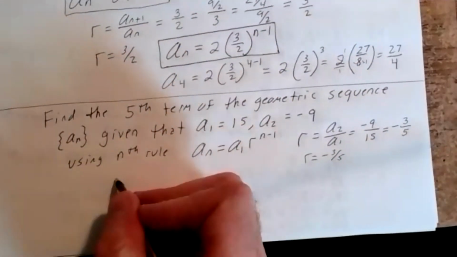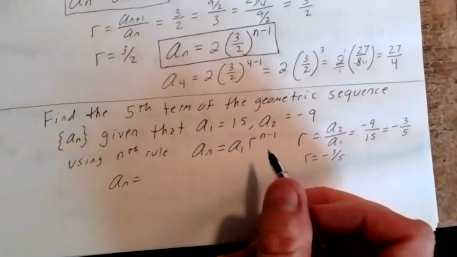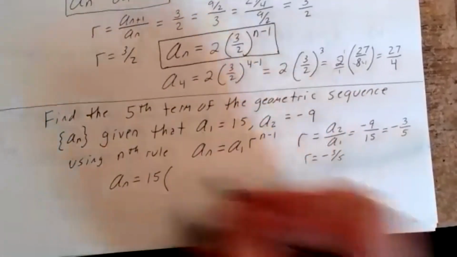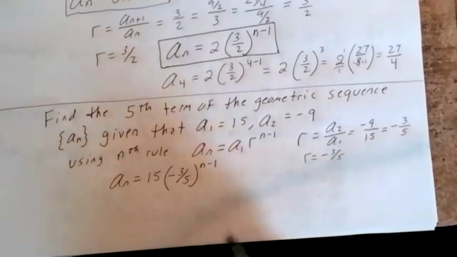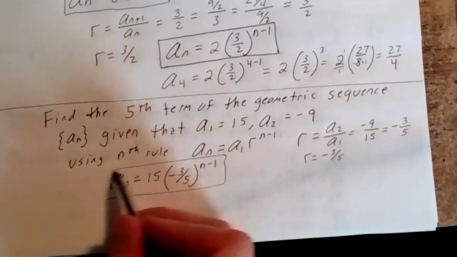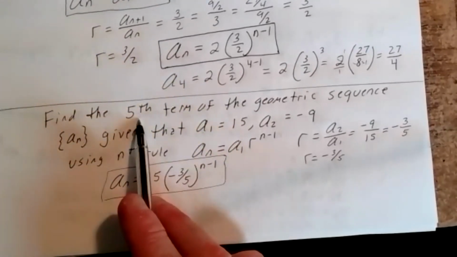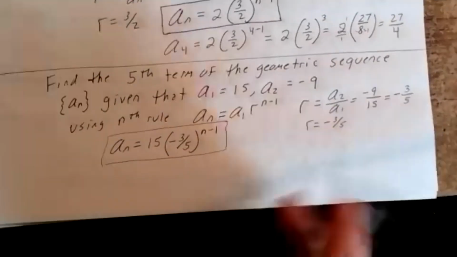Now we're in business, because our specific nth rule for this geometric sequence is going to be a sub n is equal to the first term, which is 15, times the common ratio, which is -3/5, raised to the n minus 1 power. We can now use this rule to generate any term of this geometric sequence. They want us to find the fifth term. Easy. All we do is let n be 5 in this nth rule, and we'll crank out the fifth term.